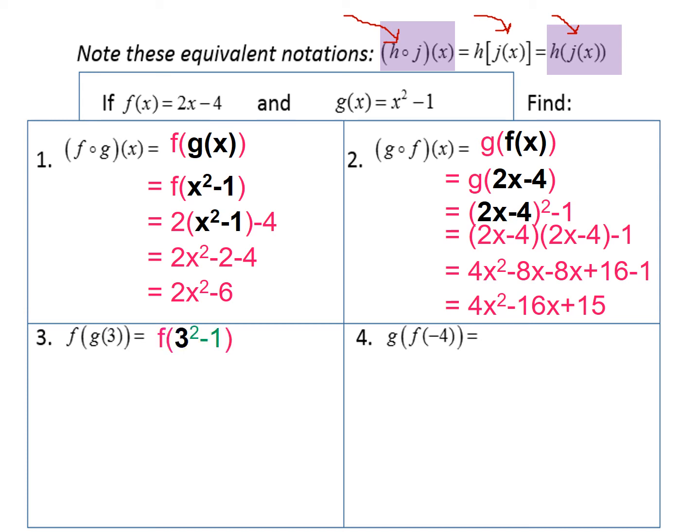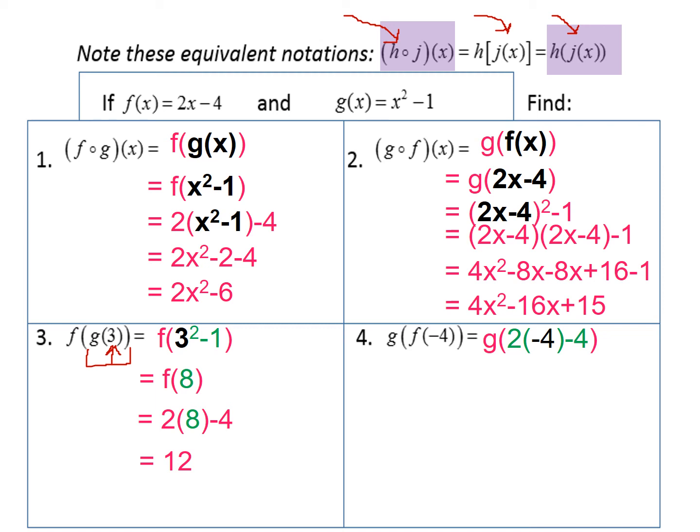This is f of g of 3. We're going to start with our g function here. I like to start with my innermost function. So this is g, and g is x squared minus 1. Well, I'm not writing x squared minus 1. Where there is an x, I'm going to drop in a 3. So instead of x squared minus 1, it is 3 squared minus 1. 3 squared is 9, and 9 minus 1 is 8. So f of 8. So 2 times 8 minus 4, 16 minus 4, which is 12.